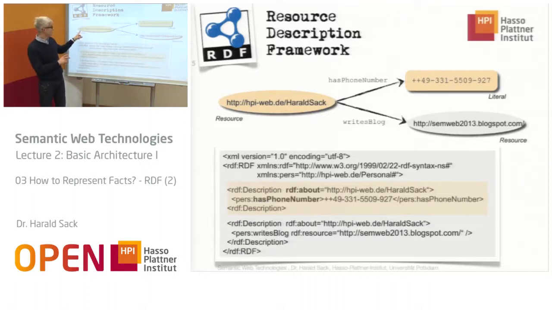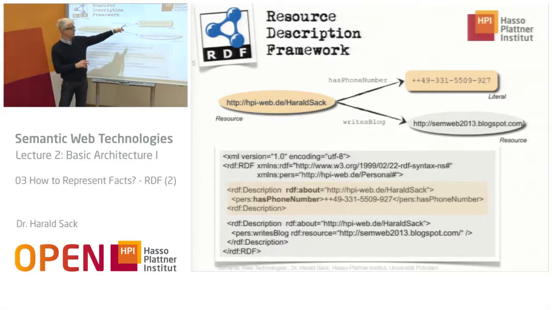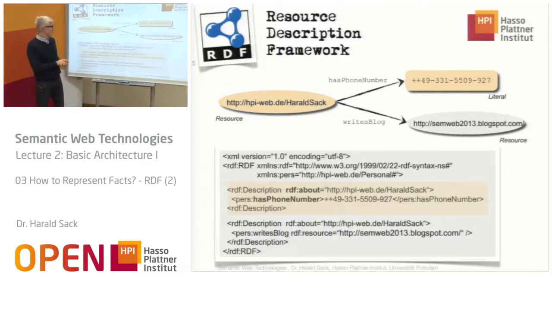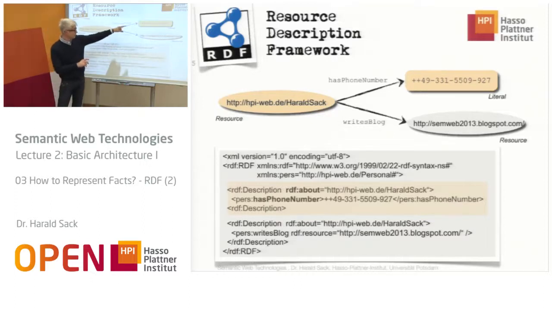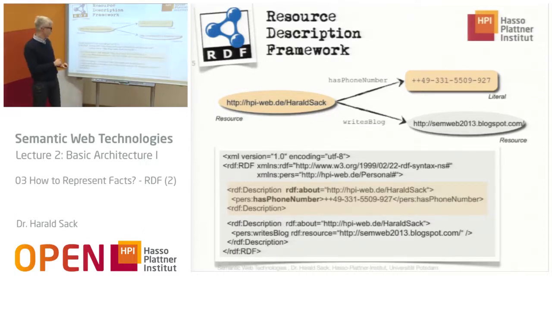So what we have here is we have a resource, that's me again, as a URI, and it states that I have a specific telephone number, given as a literal, and on the other hand, I am writing a blog. And here is the URI address of this resource on the web. And first, of course, let's take a look at the simple fact that I have a telephone number.